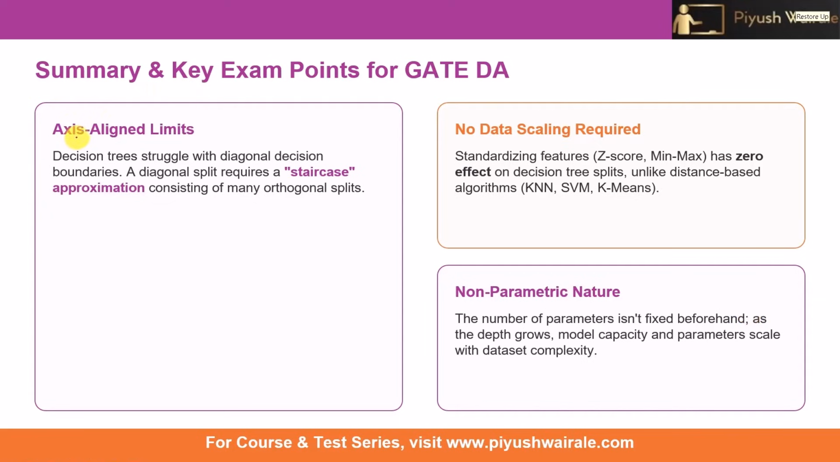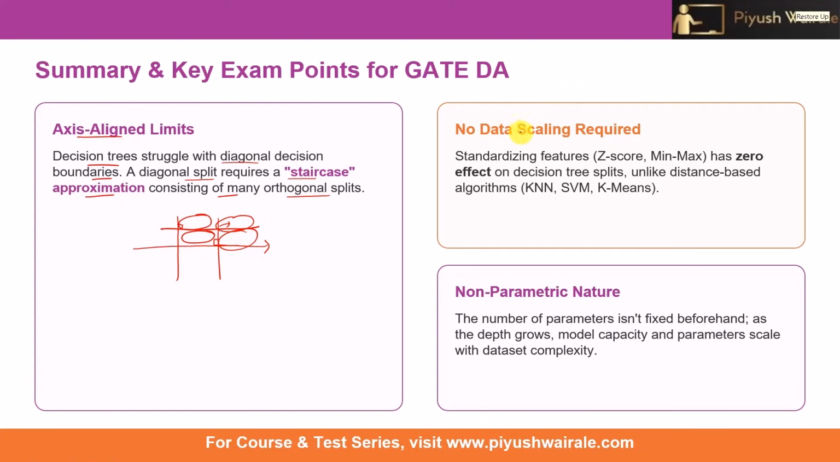Let's see the summary part. Axis-aligned limits: decision trees struggle with diagonal decision boundaries. A diagonal split requires a staircase approximation consisting of many orthogonal splits. This is saying that for every axis we make an orthogonal split. Basically the decision boundary, the threshold, is perpendicular to this feature. We did this for different features, and then we got this kind of rectangular structure.